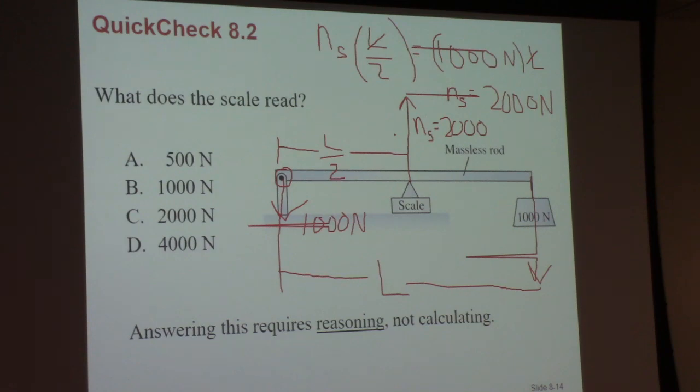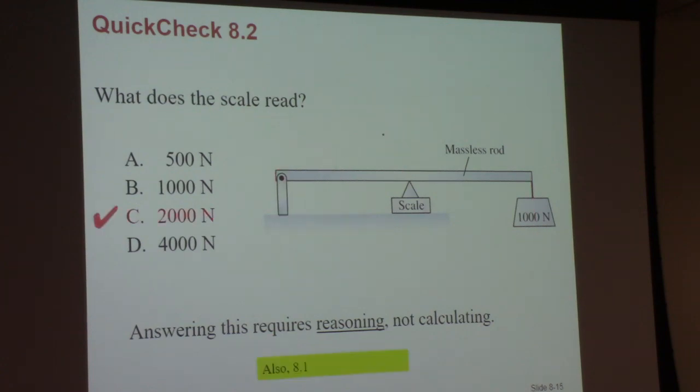Okay, great. Now pretend you made this really, really long massless rod and you put 1,000 newtons there. You might actually break that hinge, right? If you put too much pressure on it, the hinge can't withstand all the force perhaps. Okay, good. So forces and torques balanced.